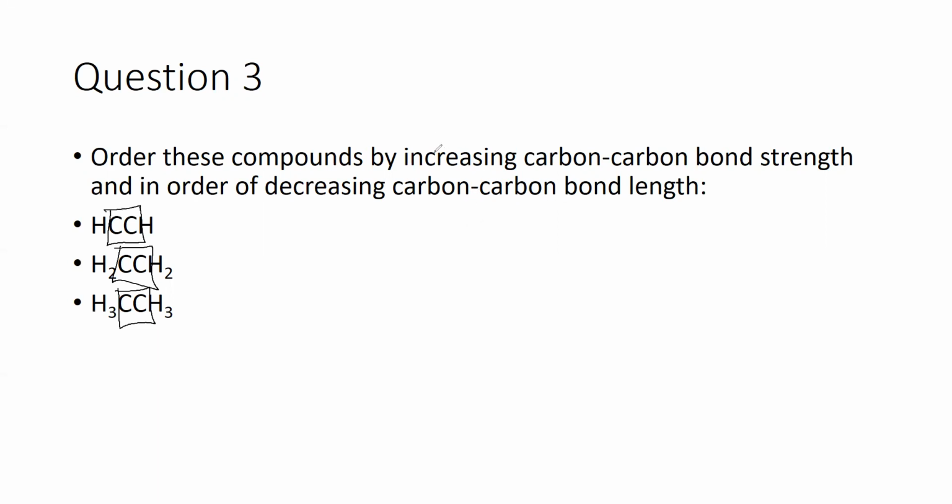So you should first order these from weakest bond to strongest bond, and then longest bond to shortest bond. But you can only do that after you determine what type of bond is between these carbons. So I'll give people just a few minutes to do this. If you have questions, as always, feel free to send me something in the chat. Otherwise, try and figure this out.